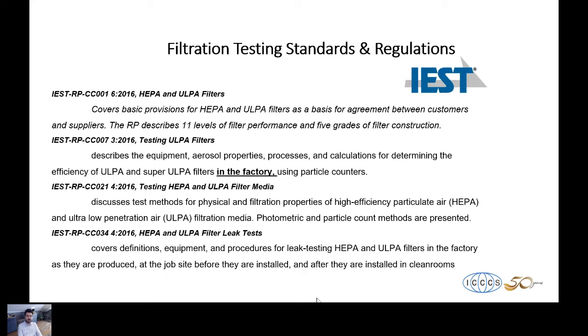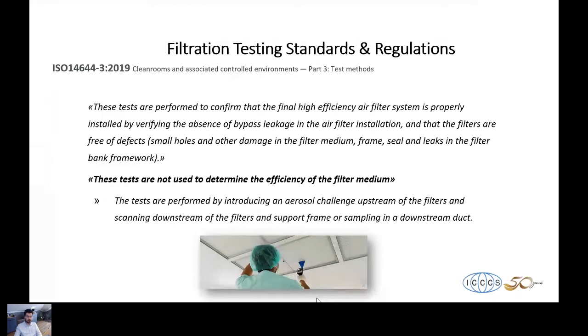But as you can see here, the first recommended practice was about the HEPA and ULPA filters and how it describes both methods. Testing ULPA filters is given as 7.3, and we have 21.4, which is HEPA and ULPA media filter testing for the installed filters. And there is also the leakage test, described in 34.4, where we are using the leakage test after installing these filters into the clean room.